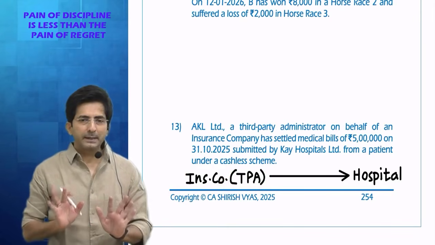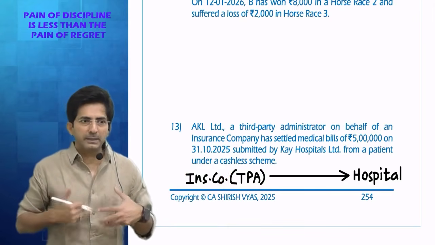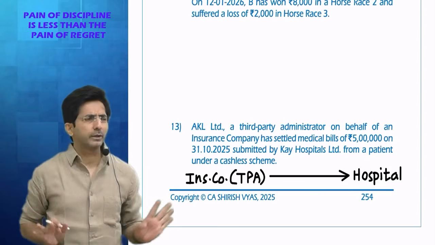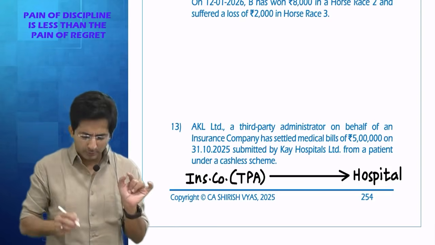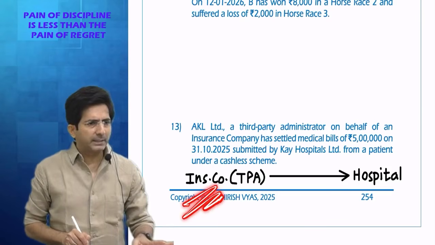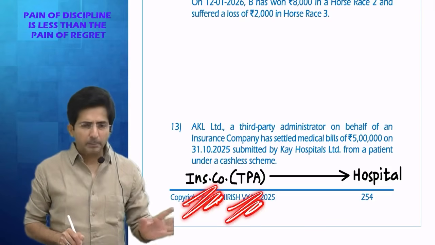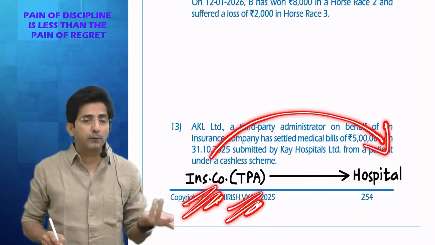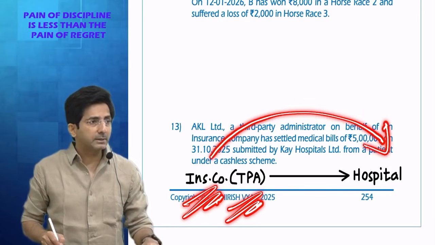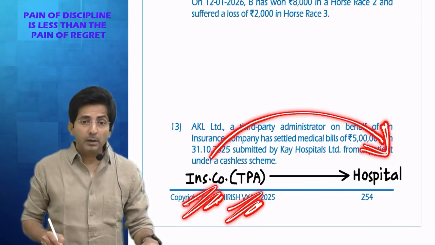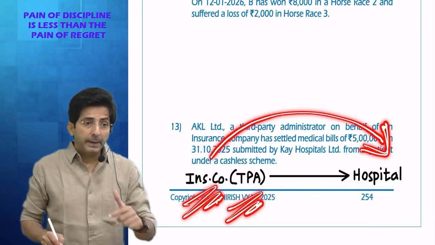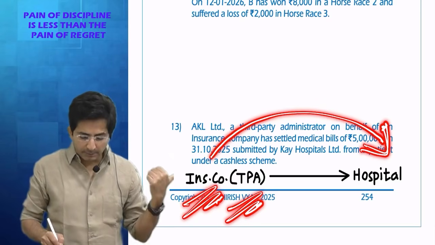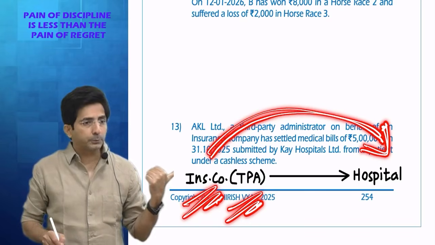Third parties are kept when the insurance company feels they are busy. So they outsource. But it is irrelevant for a student. What the student should notice is, whether the insurance company has made the payment or the third party has made the payment, payment by them to the hospital is for what? Medical service. Because the policy holder has availed some medical service in the hospital. And for that medical service, the insurance company has to make the payment to the hospital.